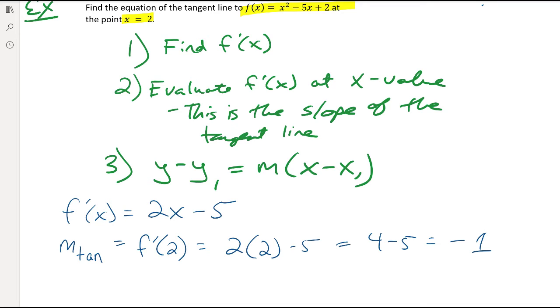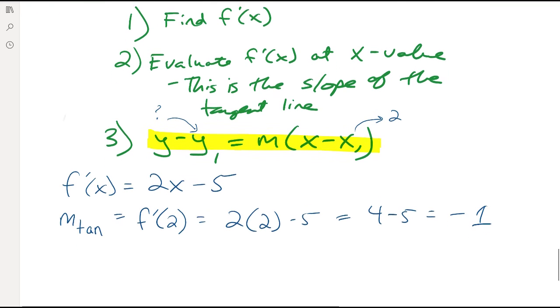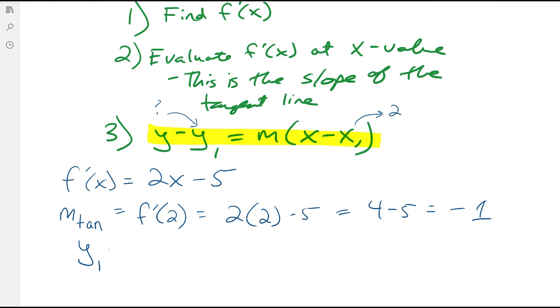The last and final step here is to plug all of our information into the point-slope formula. Well, here's the deal. We know x1 is equal to 2. What we do not know is y1; they didn't give us the y value directly. So before we jump into the point-slope formula, let's see if we can go ahead and calculate y1.